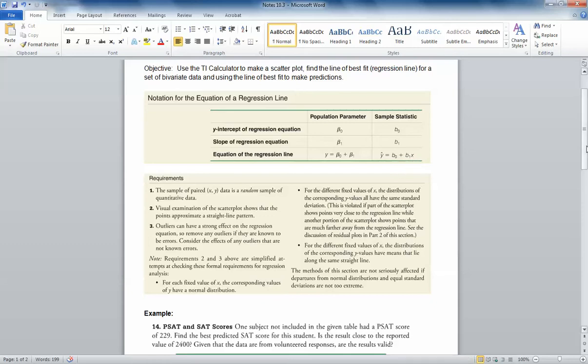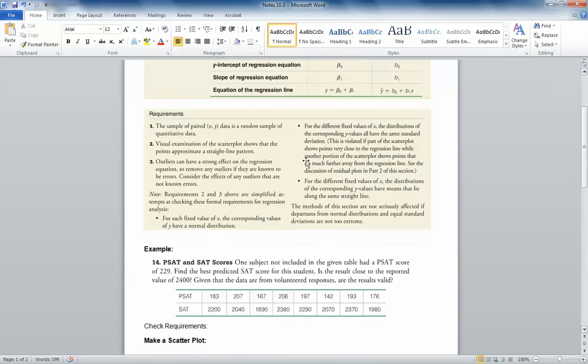So requirements to find a linear regression: the sample of paired data must be a random sample of quantitative data. When we look at the scatter plot, it shows the points approximate a straight line pattern. And then number 3, outliers have a really strong effect on regression equations. So we remove any outliers if they are known to be errors, and then we consider the effects of outliers that are not known errors. So sometimes in statistics we'll find the regression equation with the outlier, without the outlier, and then really take a look at the outlier and see if it's an unusual error of some sort or just an unusual result.